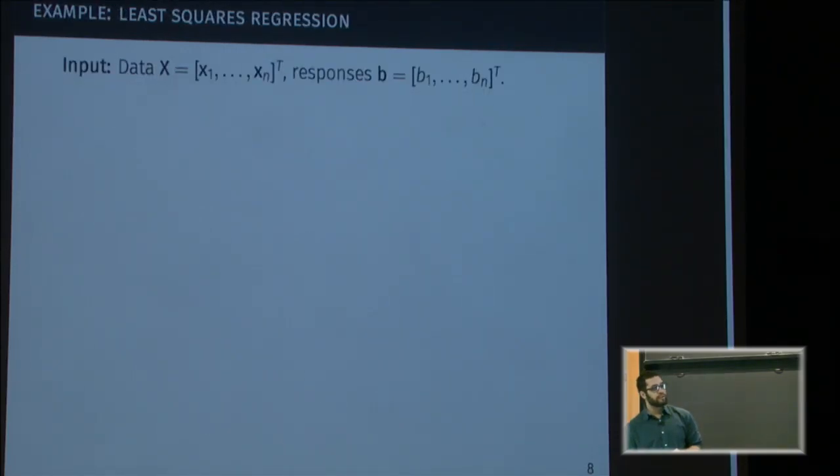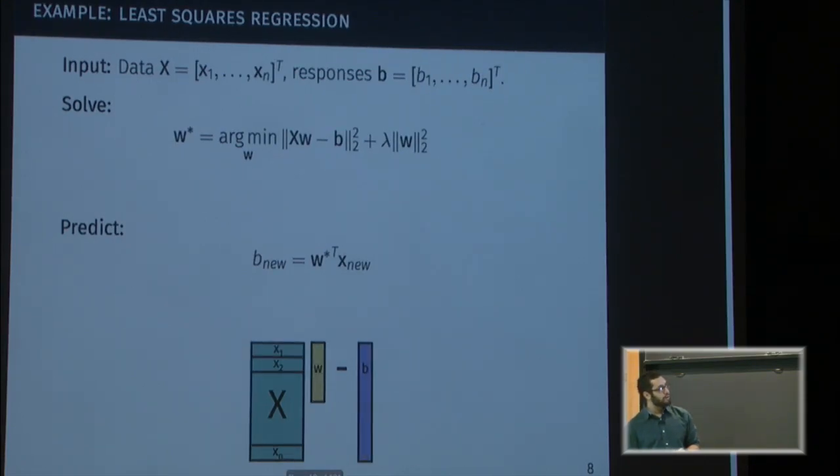So let's just do a really quick example, which would be linear regression. In linear regression, we start with some data matrix X, and our data points are x1 through xn. And we're trying to fit a function to match some response values b1 through bn. So each of the x is a d-dimensional vector? d-dimensional vectors, exactly.